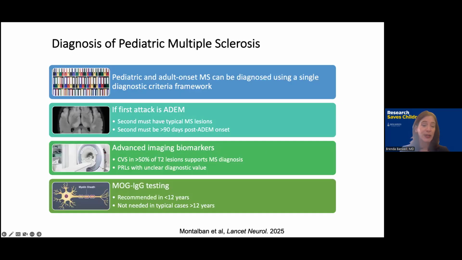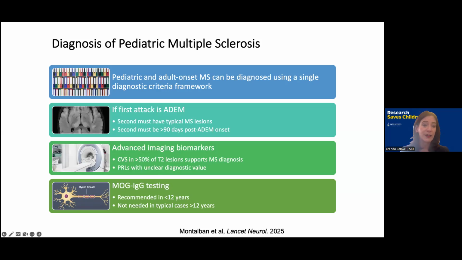So in pediatric patients, we use the same diagnostic criteria that we use for adults. It is the same disease, whether you are 10 or 40. There are some slight age-related differences, but it isn't a different disease in children. And the diagnostic framework is the same for children and adults, with just a couple of caveats.